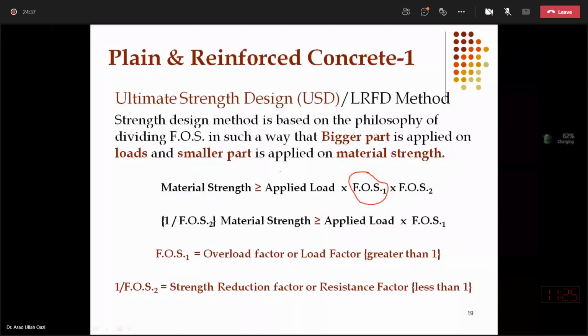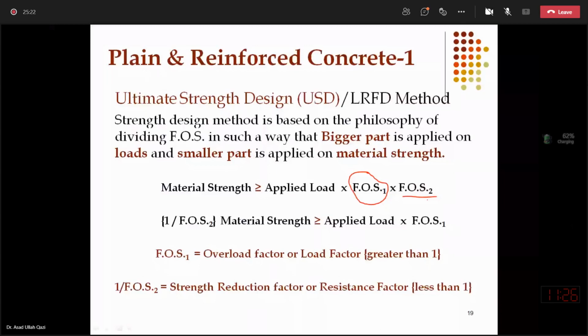So here, what factor of safety is shown on this side, once it is brought to the left hand side, keeping in mind that factor of safety is always greater than 1. Once this greater than 1 comes in the denominator on the left hand side, it will reduce the material capacity, the resistance offered. So this is how, in USD design philosophy, we will be writing our equations.